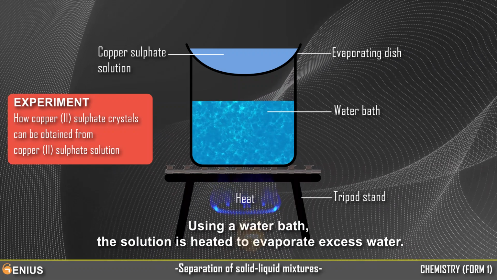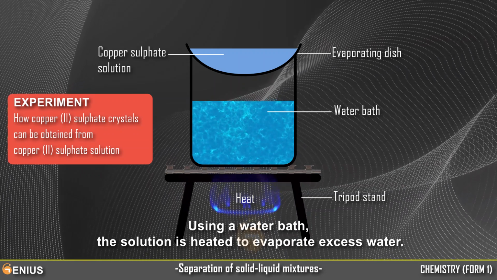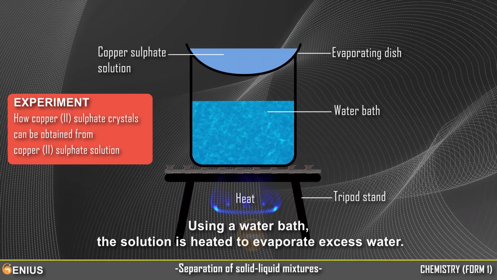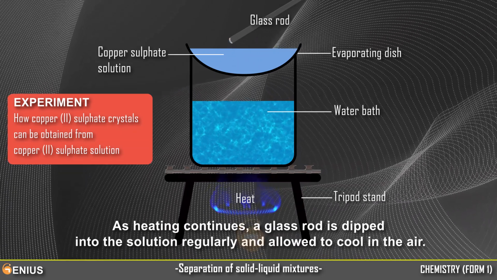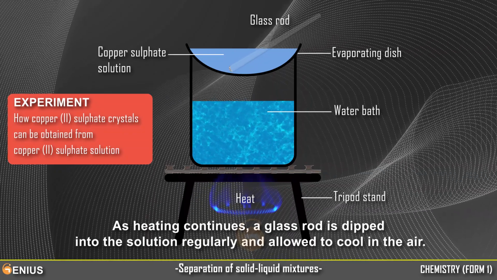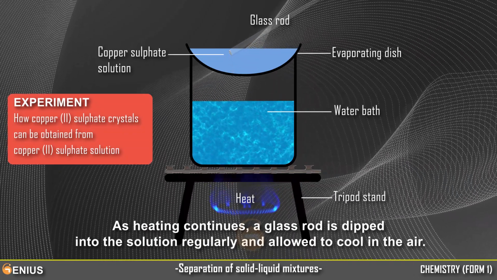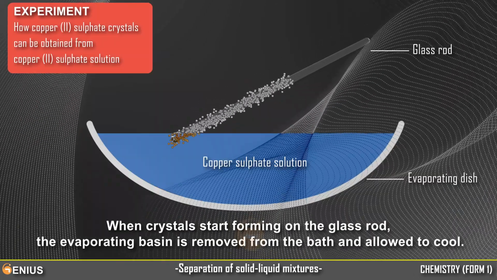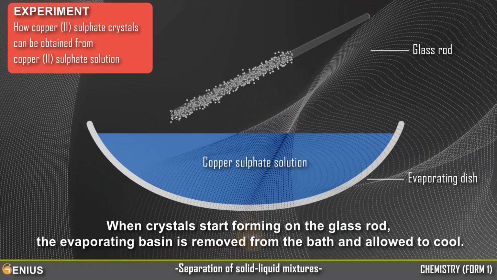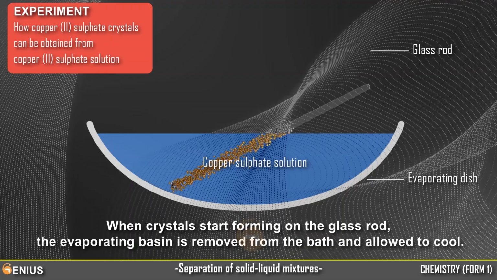Using a water bath, the solution is heated to evaporate excess water. As heating continues, a glass rod is dipped into the solution regularly and allowed to cool in the air. When crystals start forming on the glass rod, the evaporating basin is removed from the bath and allowed to cool.